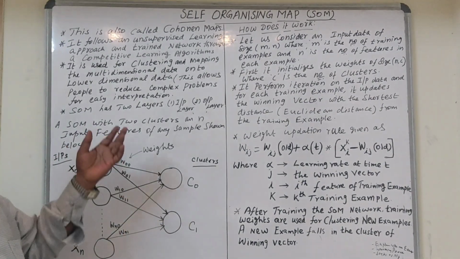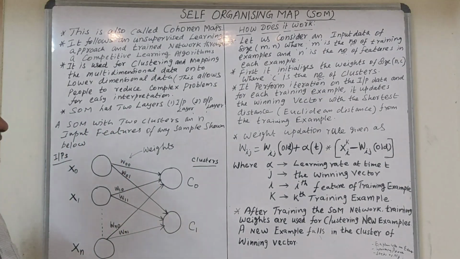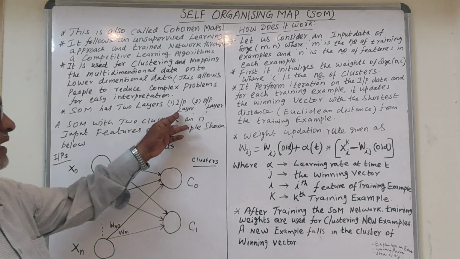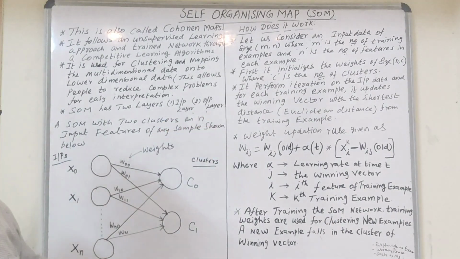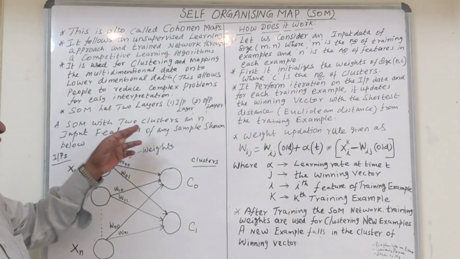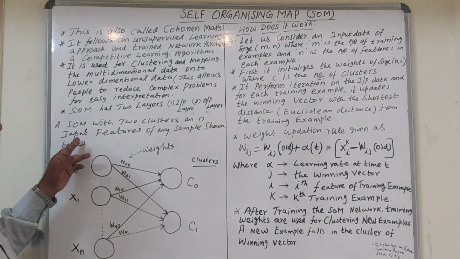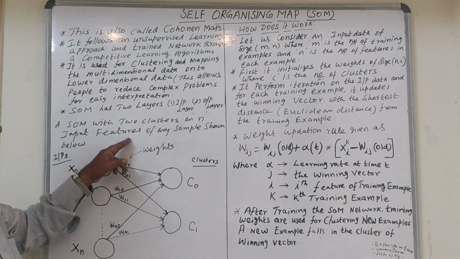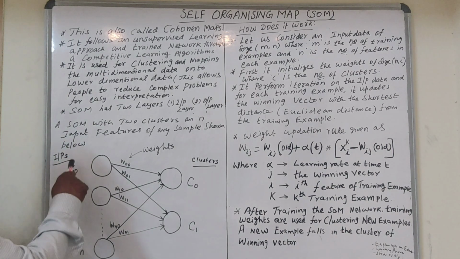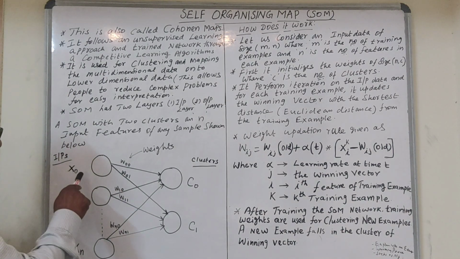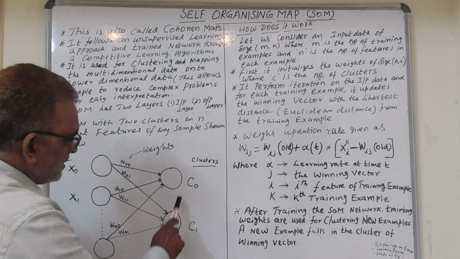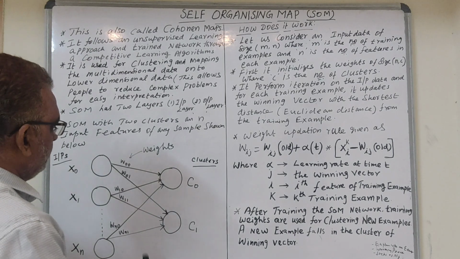Basically, SOM has two layers. One is the input layer and another is the output layer. The input layer contains the input data and the output layer contains the clusters. Consider a SOM with two clusters and n input features of any sample given below. So these are the input data. Each one is a sample, that is an example, and these are the two clusters that are available.